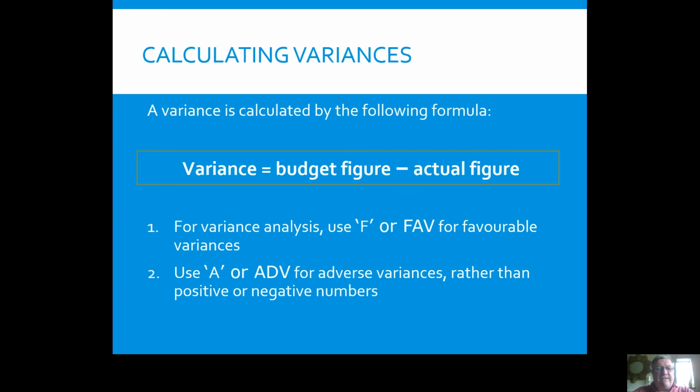So there's a very simple formula for calculating variance. It's your budget compared to your actual figure. So what did you think you'd spend or earn or make, and what happened in the real world? Then we use these 2 bits of terminology. If the variance is favourable, we put an F or an FAV, and if it's adverse, then we put an A or an ADV. Jot those points down again and pause. When you're ready to move on, restart.